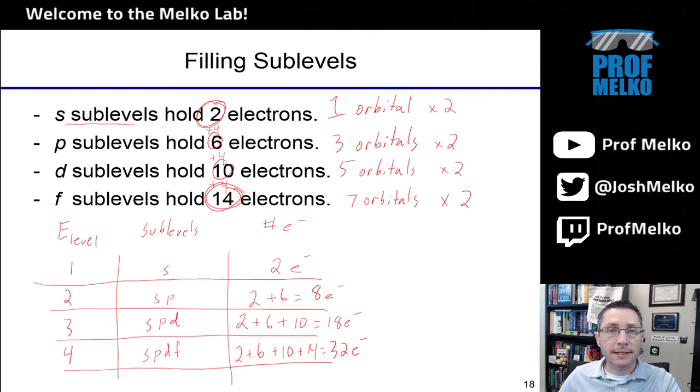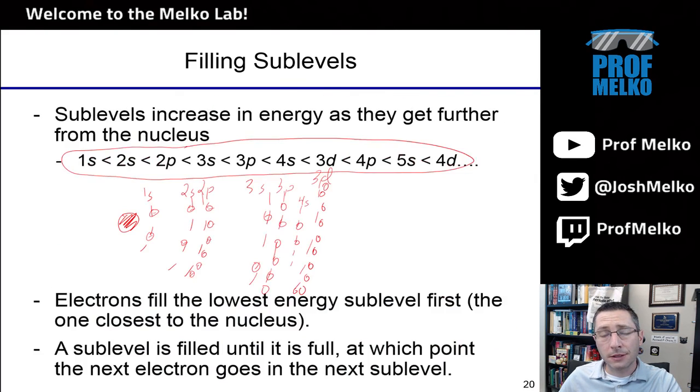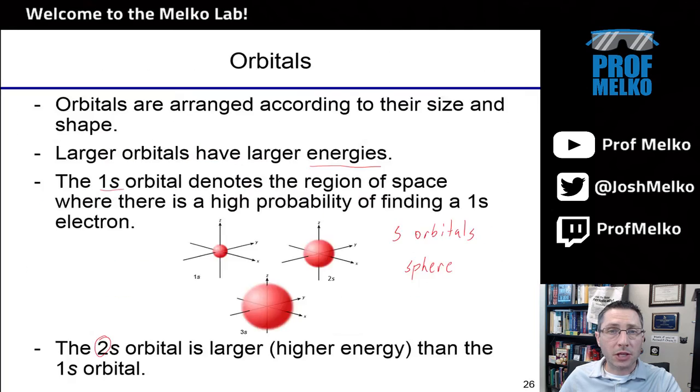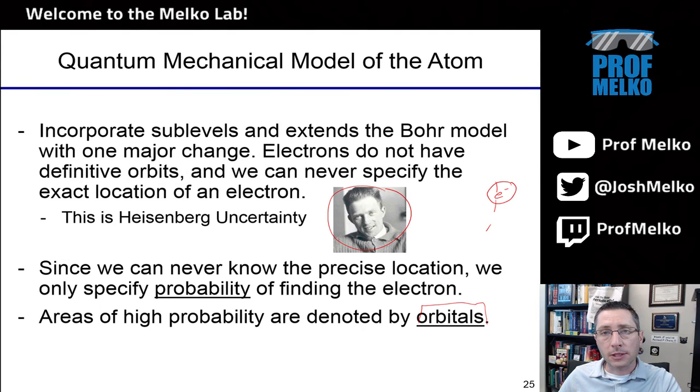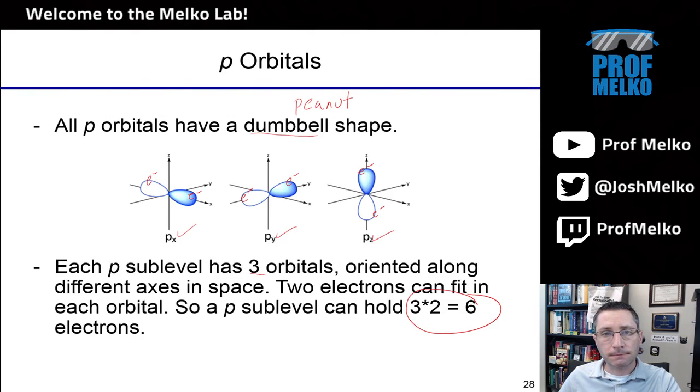Okay, so this is now extending this idea of sublevels, which was sort of incorporated from the Bohr model of the atom, to orbitals, which is very much a quantum mechanical model of the atom that sort of Heisenberg ushered in.